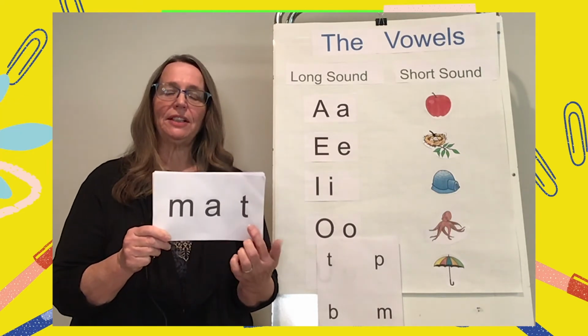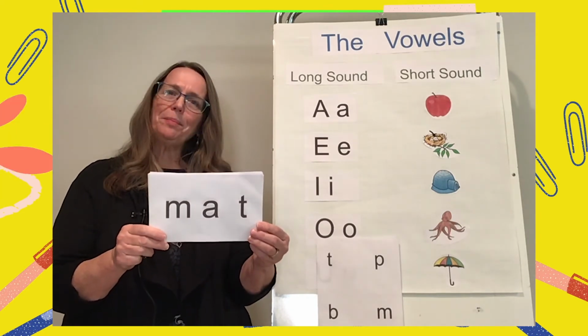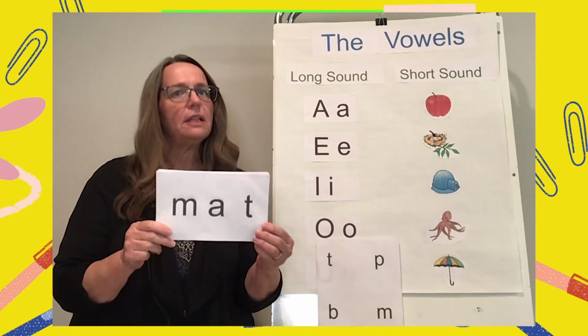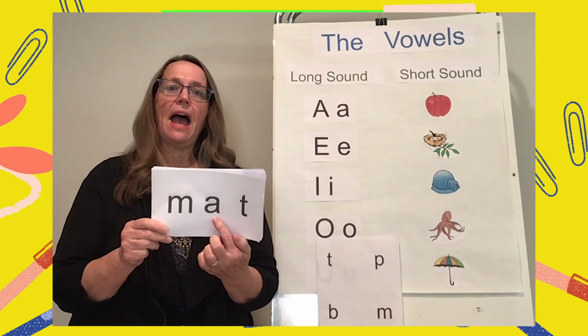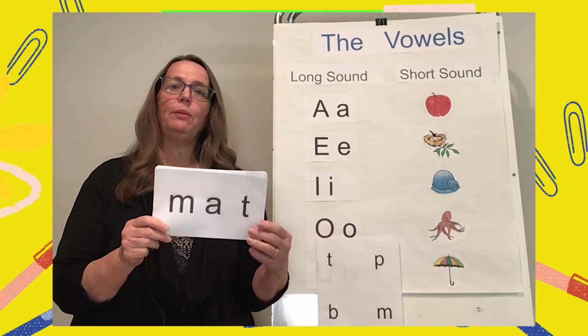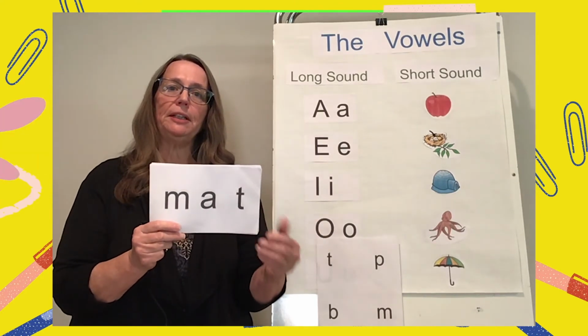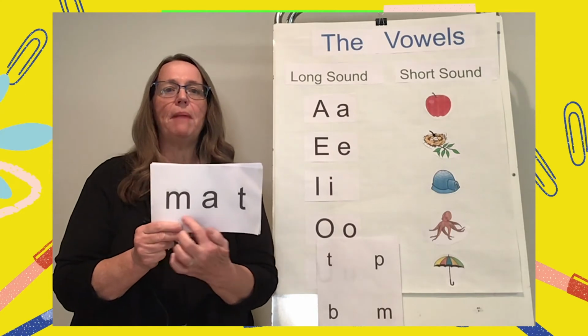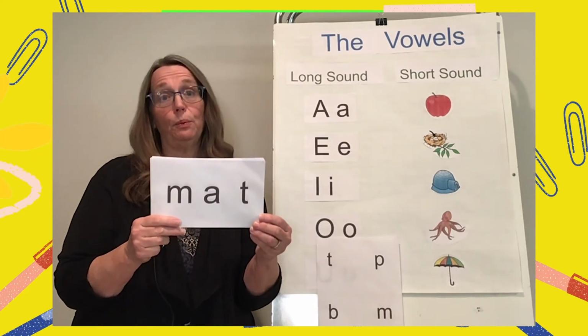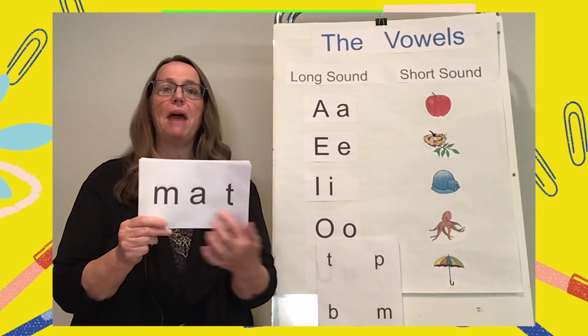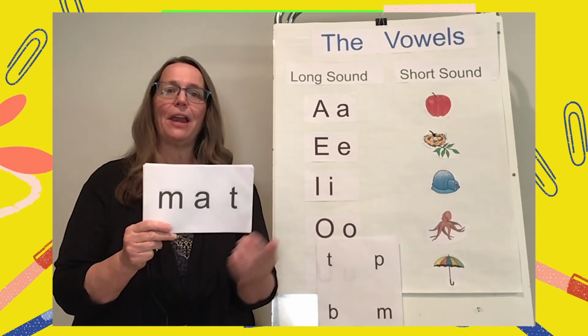A, t. Now we want to blend it, and we want to blend it long so we still hear each sound. At. And we can speed that up and do it just a little bit faster. Mat. And then we say it normally, like if we were reading the word in a story. Mat. The cat sat on a mat.